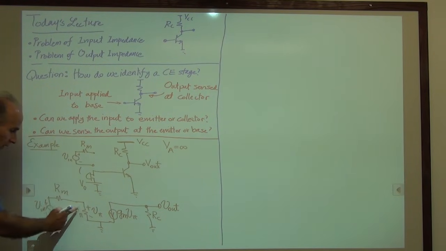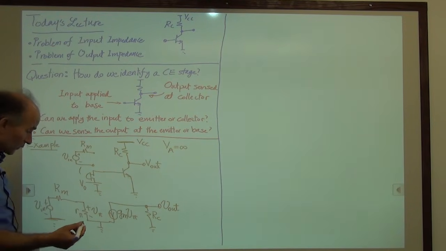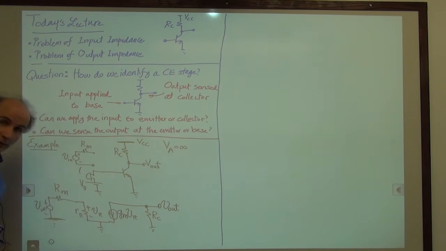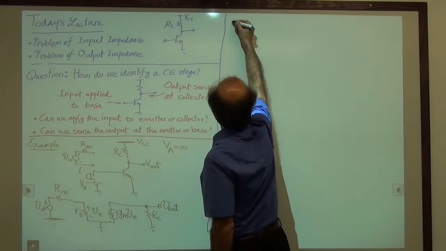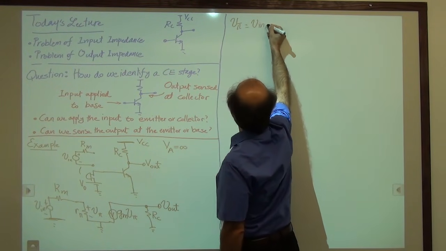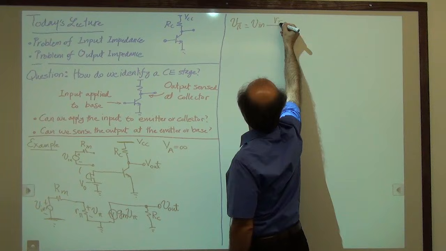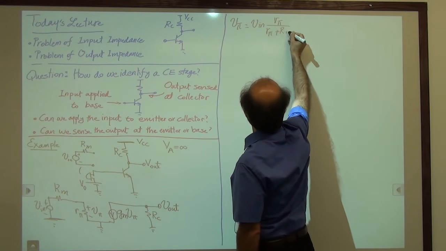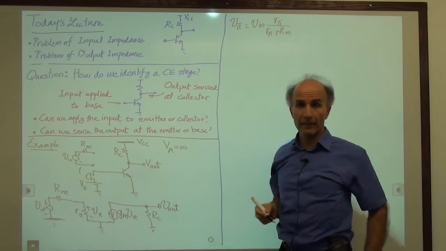Is this familiar to us? That is a resistive divider. So maybe I can say that V pi, this voltage, is the result of division of V in by these two resistors. So I can say V pi is simply equal to V in times R pi divided by R pi plus Rm. So that wasn't that bad.